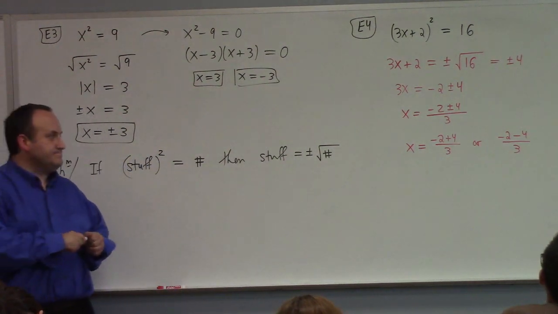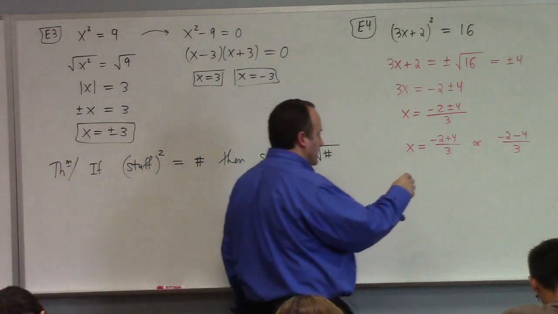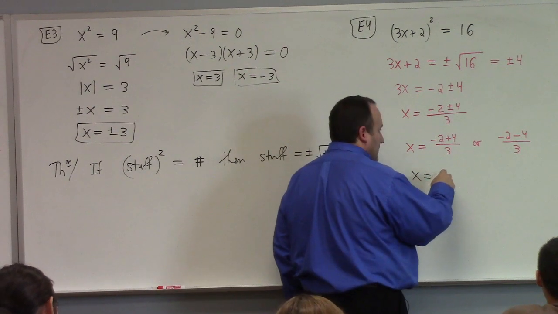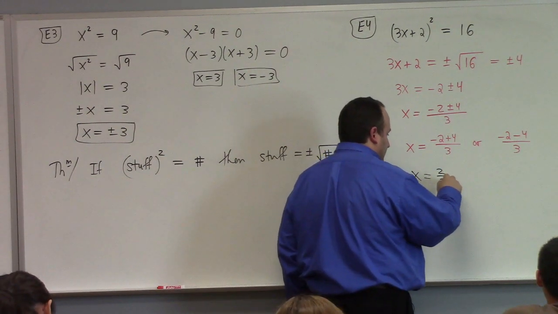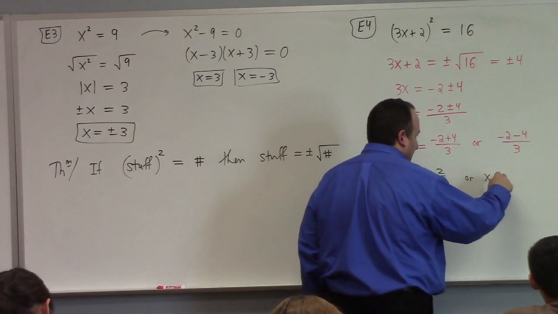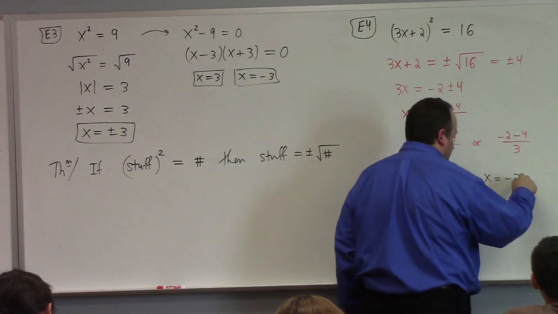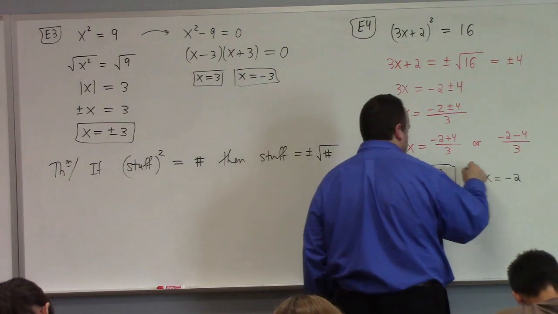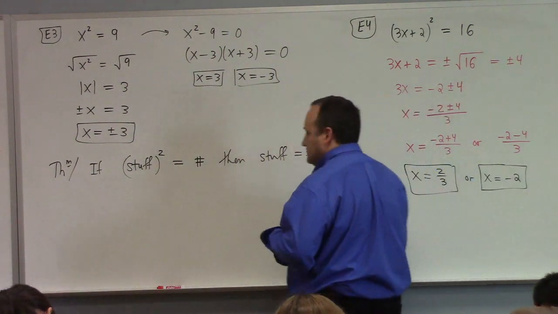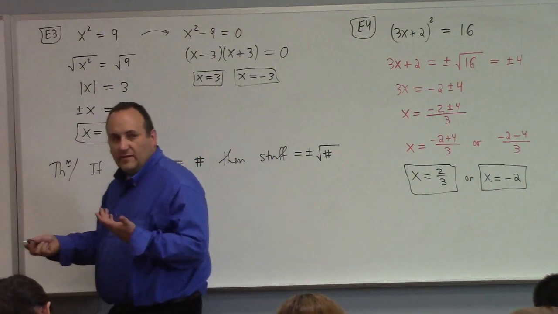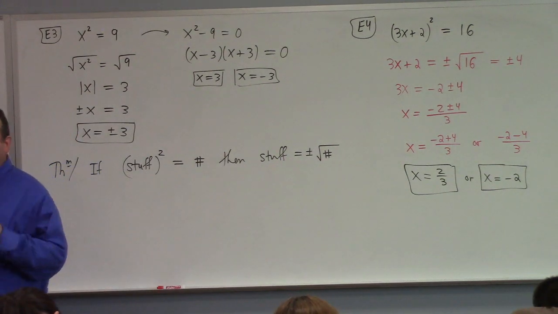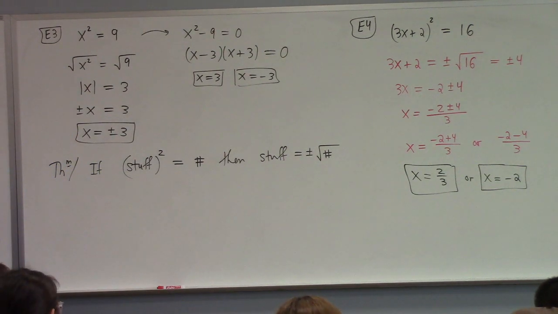What do we get? x equal to, I heard 2/3, or what? Oh yeah, minus 6 over 3 is minus 2. So there you go. These aren't bad, are they? No. They don't have to be pretty like this either, right? They don't have to be pretty.